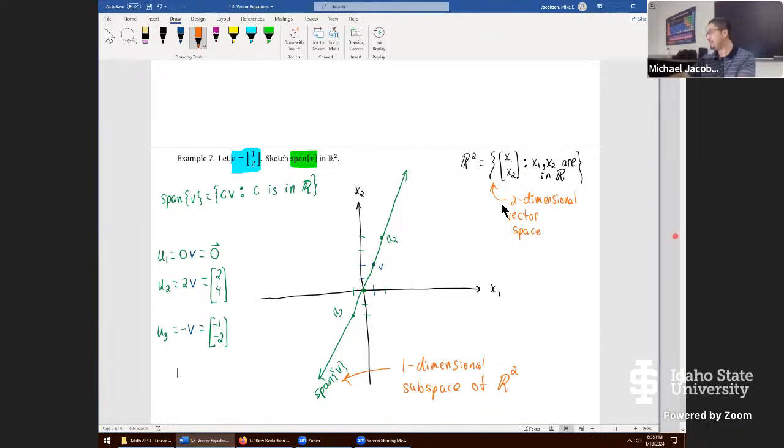Well, that's our work on span. Any last questions or comments on this example or the prior examples?